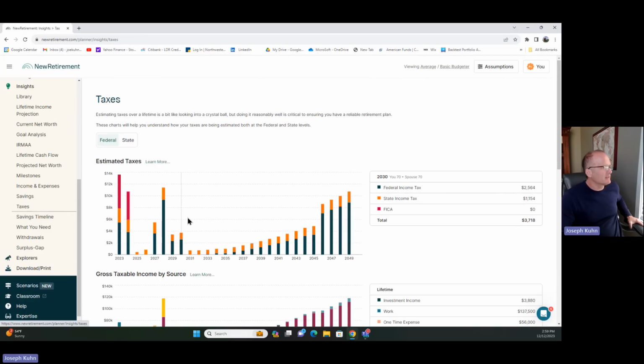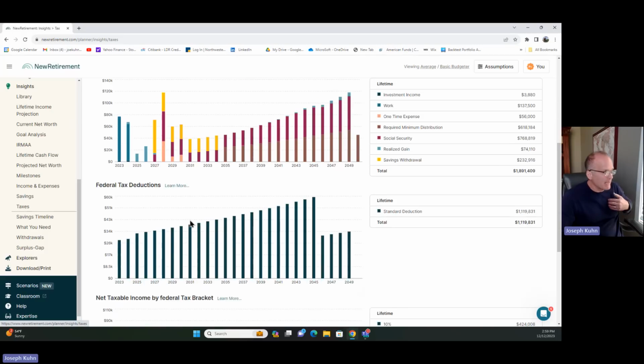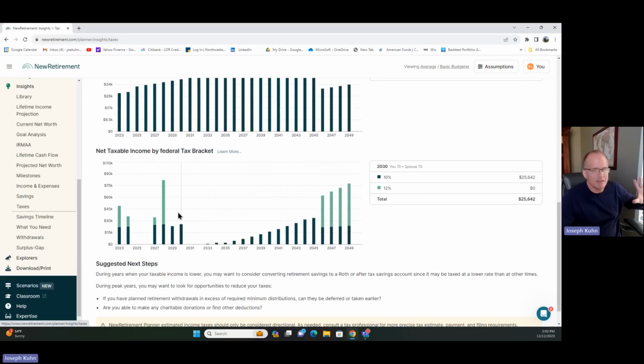In taxes, this is what's most powerful for me and my personal need for this software package: I look year by year at what my tax bracket is going to be. And this person is never paying more than 10%, 12% federal tax. But look, there's several years where they're paying zero. There may be an opportunity to pull money out and do Roth conversions, for example, or just pull money out and put it in savings and not pay any tax on it in these time periods and greatly reduce your tax load down the road here.